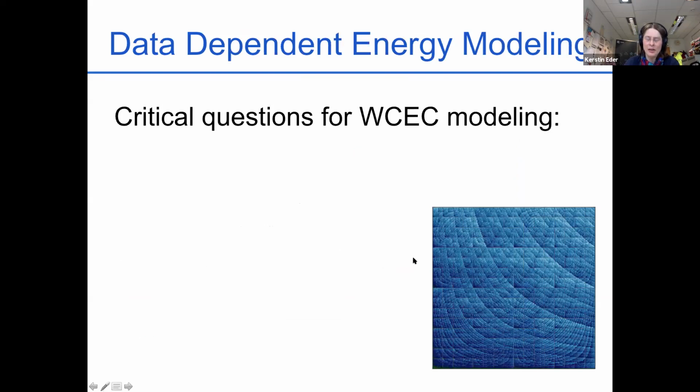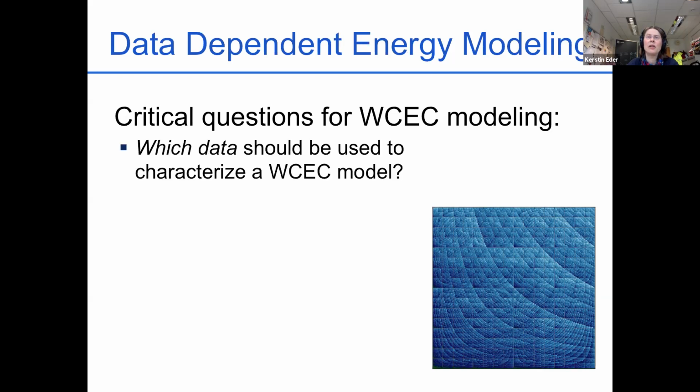Okay, so what have we learned so far? Energy is data dependent. Even for individual instructions, we can observe significant differences that we cannot simply ignore. Picking the worst point for each instruction gives us over-approximation, so we end up with bounds that are not tight. So really what we want is data-dependent energy models. And there are a few critical questions for worst-case energy consumption modeling that we need to answer.